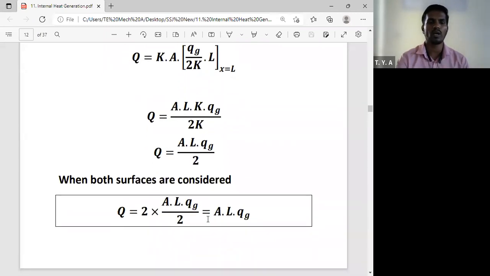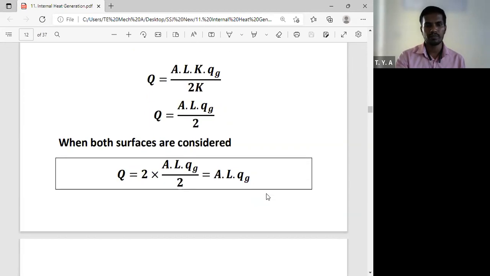म्हणजे ज्यावेळेला दोन्ही सरफेस आपण कन्सिडर करणार आहे त्यावेळेला किती हीट ट्रान्सफर होणार आहे, दॅट वी हॅव रिटन. ओके, सो राइट डाउन when both surfaces are considered, q is equal to 2 into a into L into qg by 2. Okay, so 2 will be cancelled. So what is our final equation, a into L into qg.